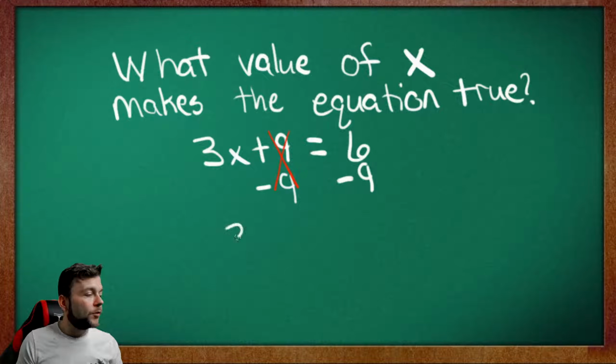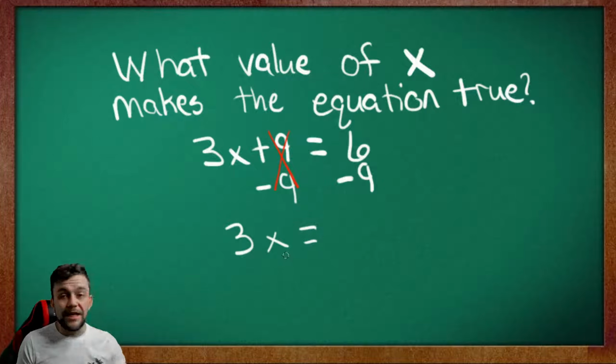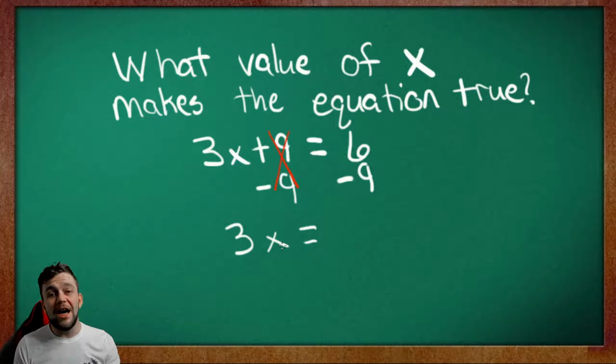We have 3x equaling, because that 9 and negative 9 cancel each other out. So what is 6 minus 9? You have $6, and I'm coming up to you and I'm saying, you owe me $9. What do you do? You only have $6 in your pocket. Well, you give me your $6 and you still owe me $3.